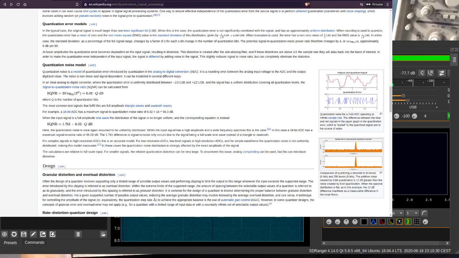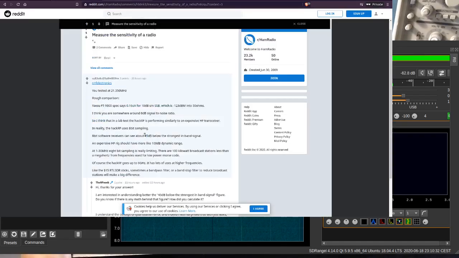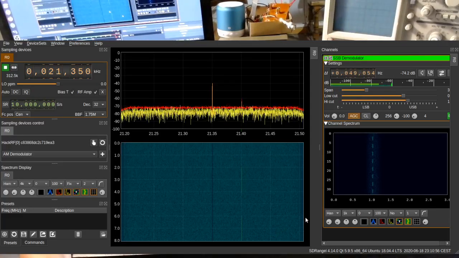And so what this guy was saying is that, yeah, we cannot hear below 45 or 50 dB below strong signals. And the problem is that close to ham radio bands, there are kilowatts of broadcast stations. And so this is going to mess up the quality of the signal received by the HackRF. And so I thought this was very interesting, and so I decided to try to model this.